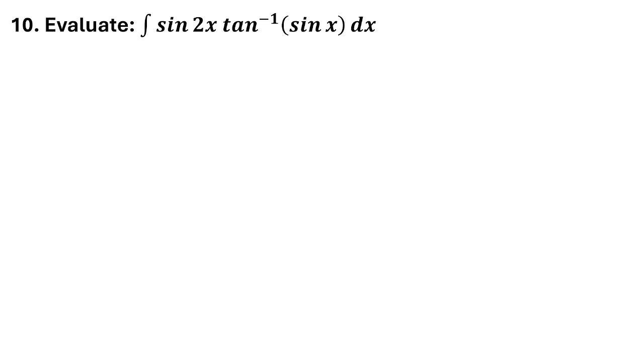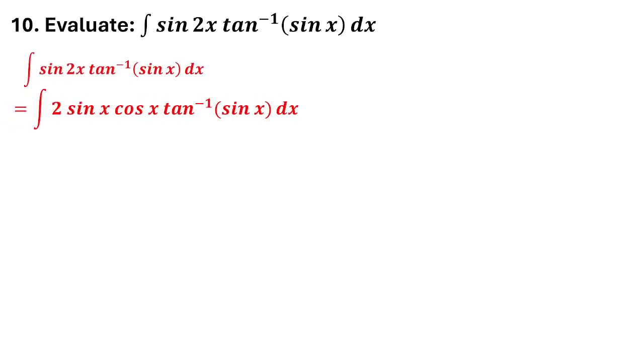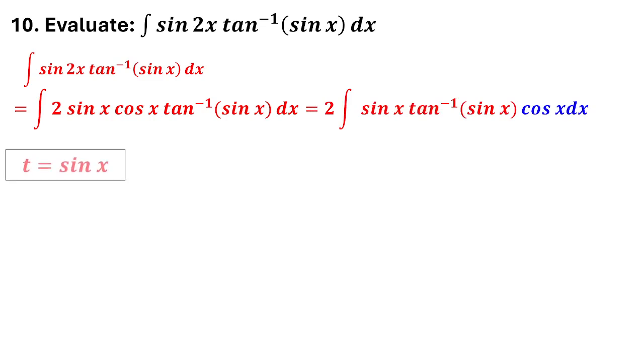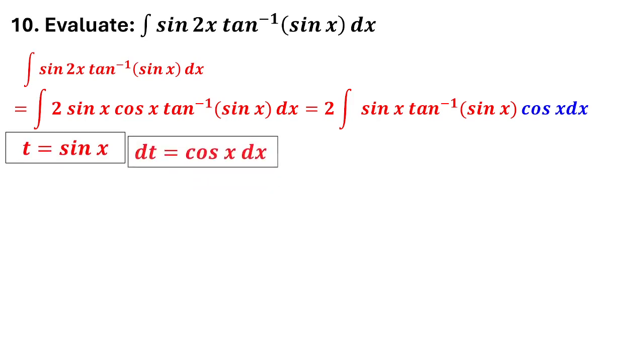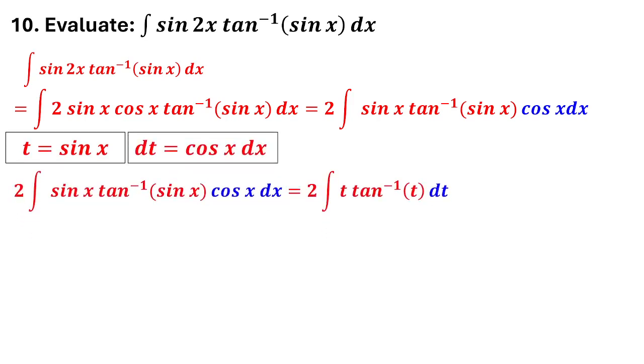Let us go back to question number 10. Evaluate sine 2x into tan inverse of sine x into dx. Now this problem can be done by integration by parts, but before we go for that, replace sine 2x as 2 sine x cos x. Now this cos x is the derivative of sine x, all of you know. So now let us try to do substitution. I will take t is equal to sine x, dt is equal to cos x dx. This will become 2 integral t into tan inverse t dt.